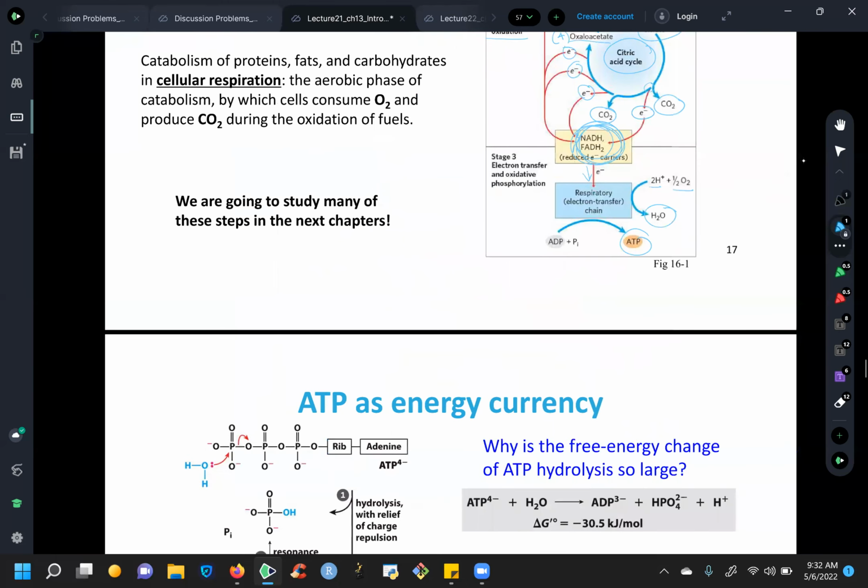Okay. So catabolism of proteins, fats, and carbohydrates in cellular respiration, the aerobic phase of catabolism by which cells consume oxygen. So anytime you see aerobic, know that oxygen is going to be the final electron acceptor. Aerobic means oxygen will be the final electron acceptor. If you do not have oxygen available to be the final electron acceptor, then you can't have aerobic respiration. It'll have to be something else, like fermentation. And you have to produce CO2 during the oxidation of fuels. Okay, so we're going to study many of these steps in the next chapters.